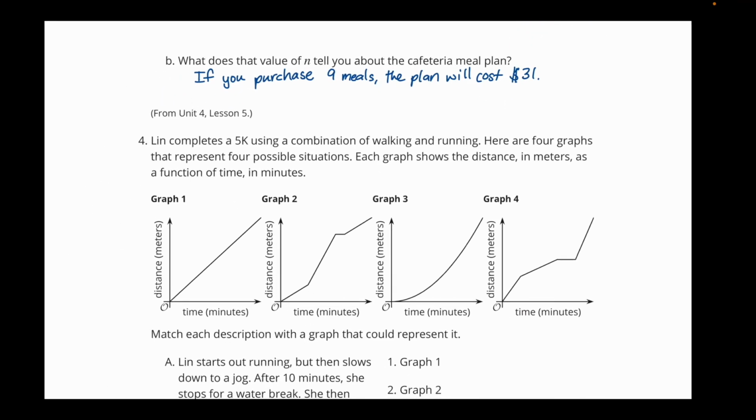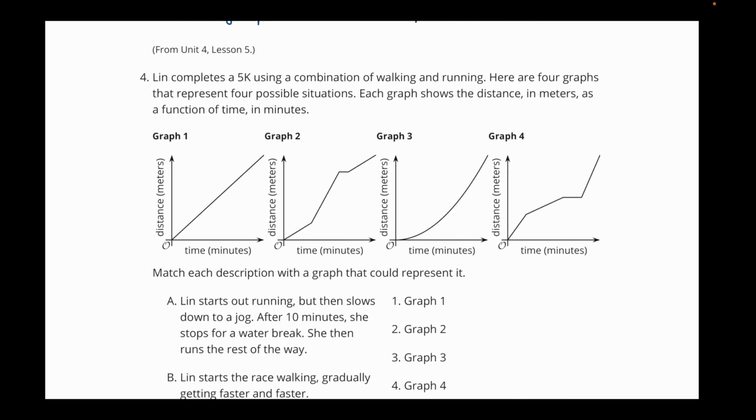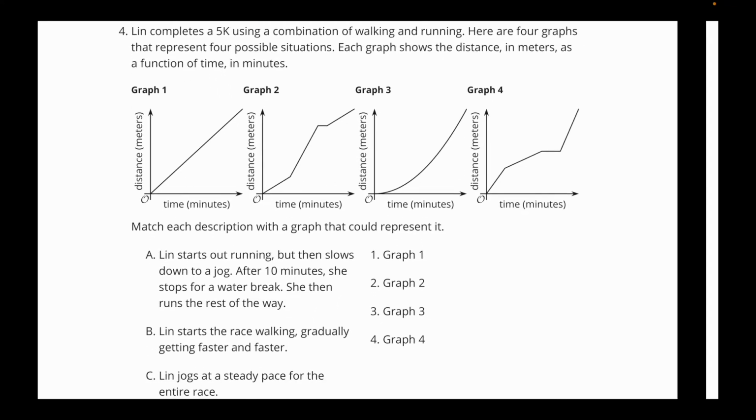Okay. Question 4. Lynn completes a 5K, so running a 5K. Using a combination of walking and running, here are 4 graphs that represent 4 possible situations. Each one shows the distance in meters as a function of time in minutes. So luckily for us, they have all of these labeled, so they have distance in meters and time in minutes on all of the axes here. We're going to just match these with their descriptions.